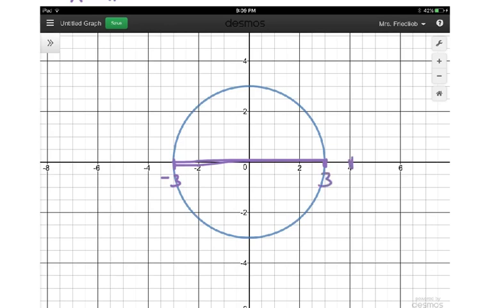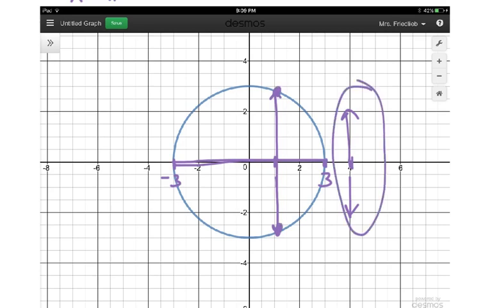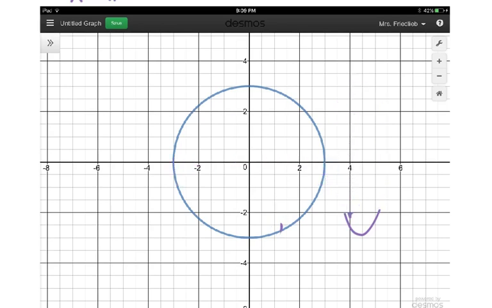Because at x is 4, I can't go up or down to get to the circle, but if I'm at x is 1, I can go up and get to the circle here, I can go down and get to the circle here. That means for what it exists. It exists here and here. It does not exist out here. So, let me erase that.